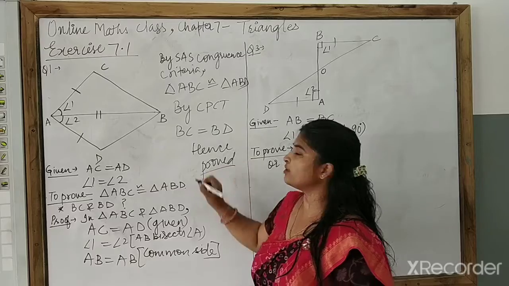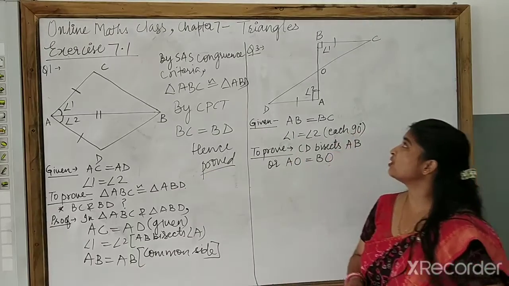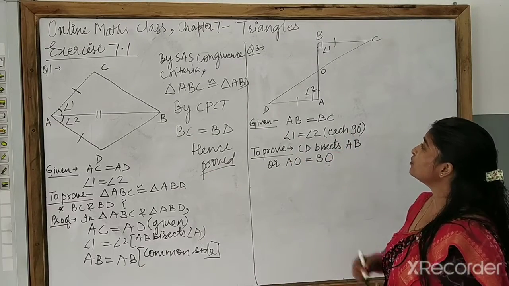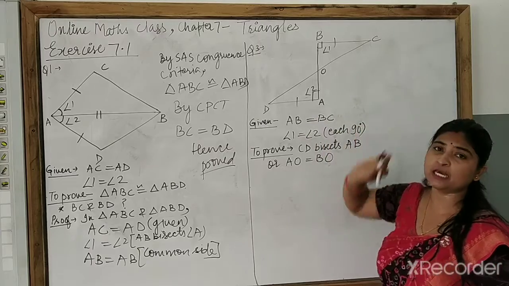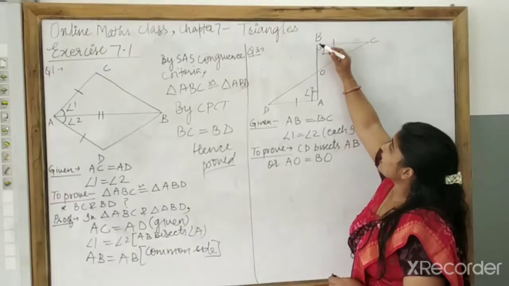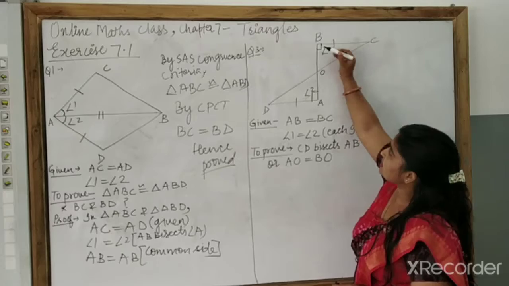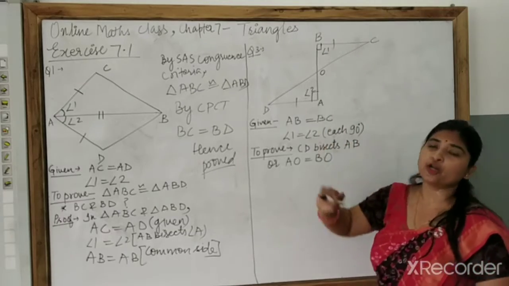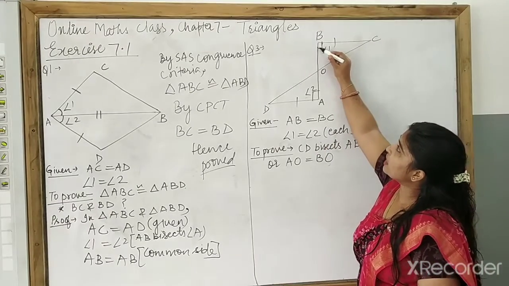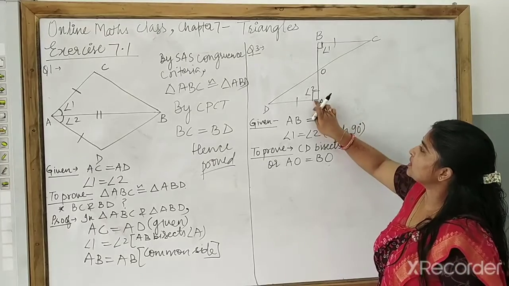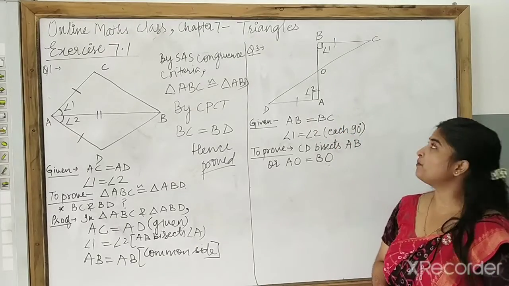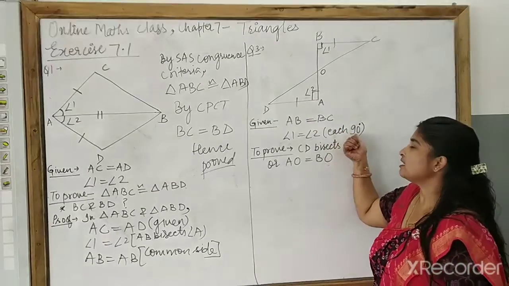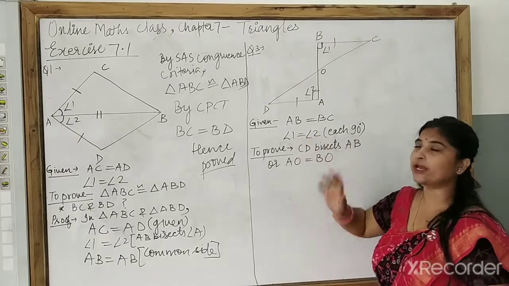Okay, similarly see question number three. What is there in the question? You can see that they have given to you that AD is equal to BC. This line AB is perpendicular to BC and this line BA is perpendicular to AD. If they are perpendicular, can I say angle 1 and angle 2 are both 90 degrees? Yes, and if they are both 90 degrees, can I say they are equal? Angle 1 is equal to angle 2.